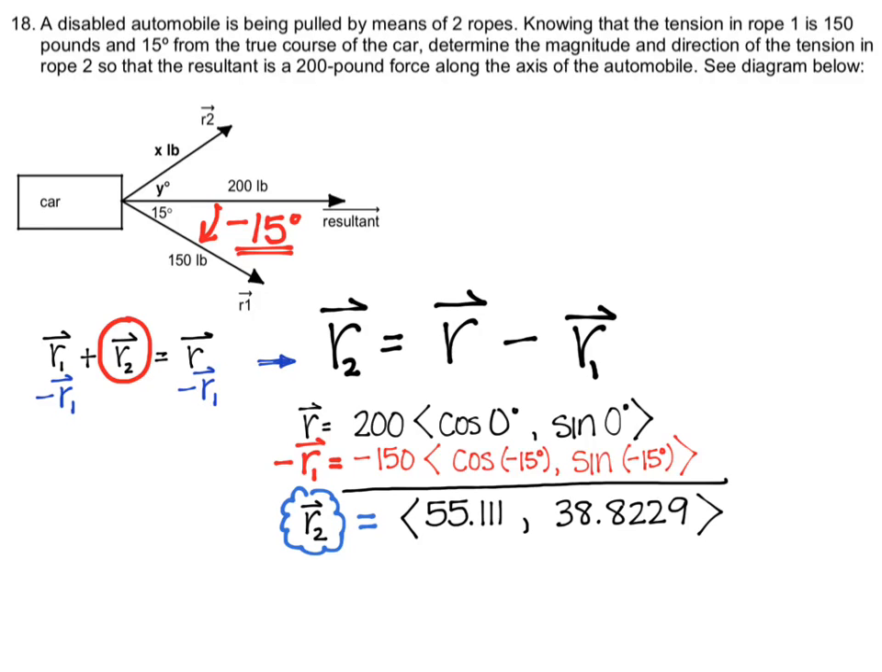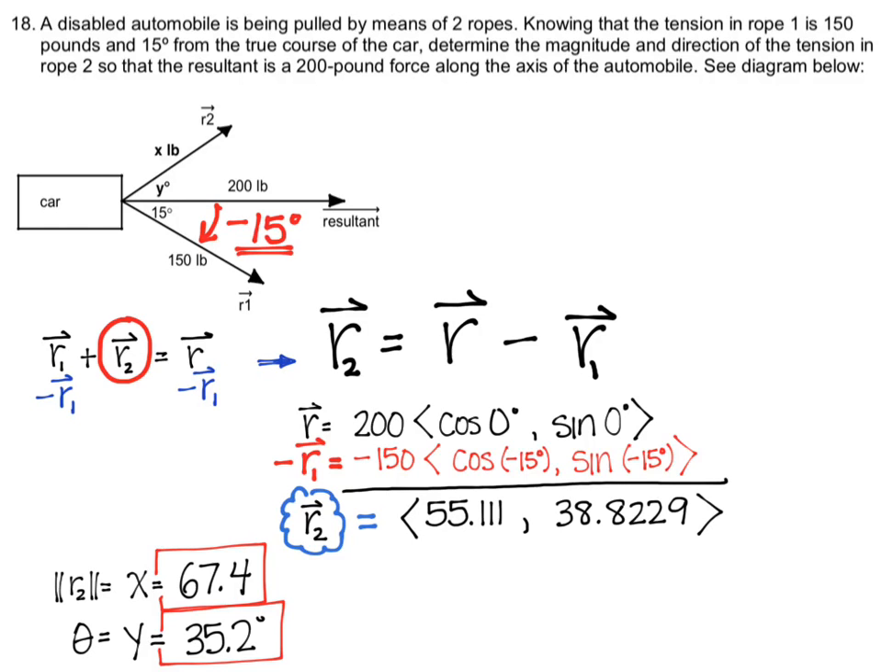So I put that in my calculator by distributing the 200 at cosine 0, subtracting 150 cosine of negative 15, and I get 55.111, and a bunch more decimals. I just rounded it there. And I do the 200 times sine of 0 minus 150 times sine of negative 15, and now I have the component form for that vector.